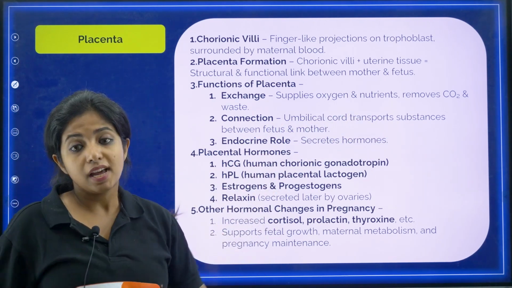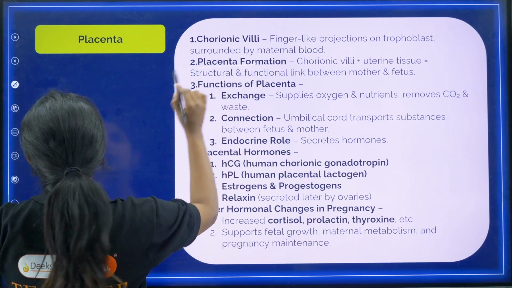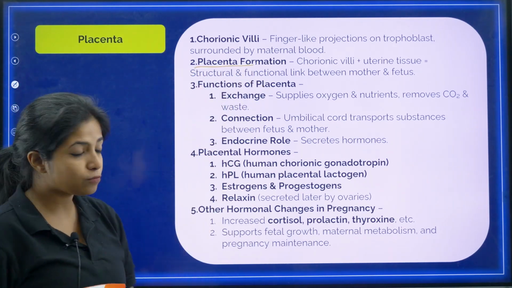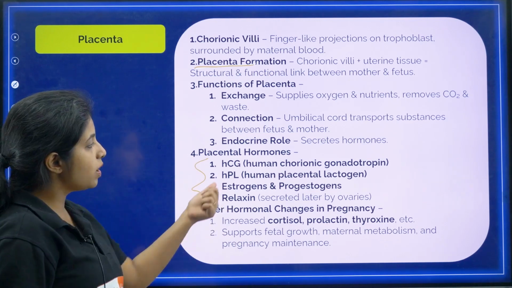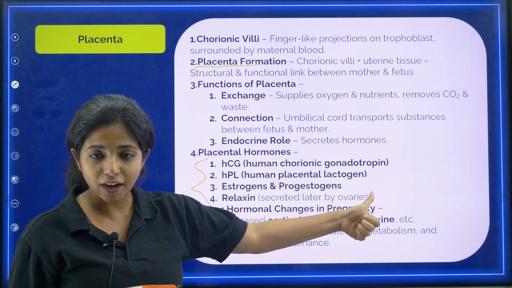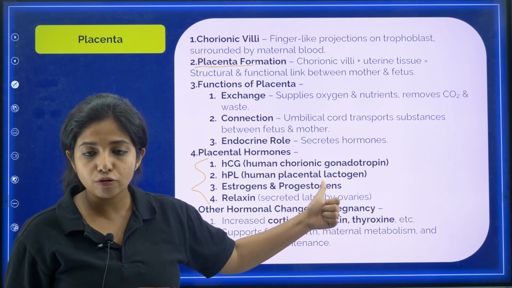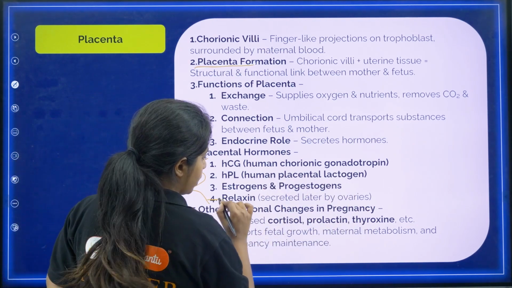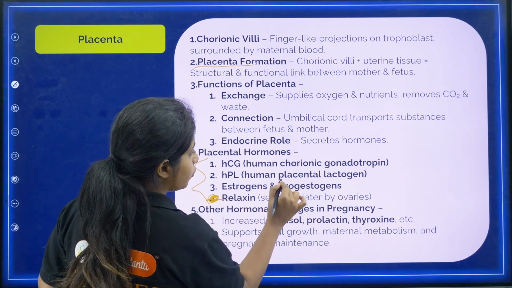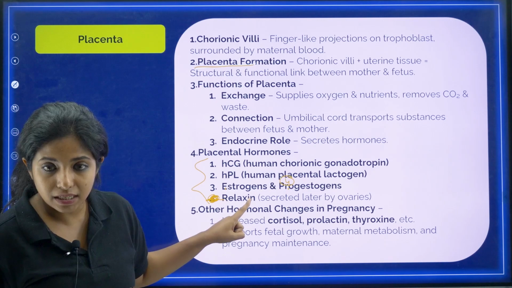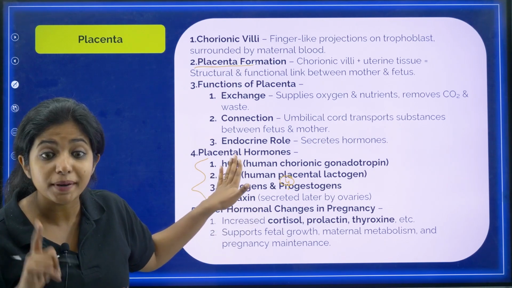Now, the endocrine role: the placenta also has an endocrine role. It also releases certain hormones, my dear children. There are 4 hormones which you should definitely know. One is human chorionic gonadotropin, one is HPL, that is human placental lactogen, then estrogen and progestogens. Now, this is not the 4th one. Please remember, this is not the 4th one. The 4th one is this: estrogen and progesterone. Now, talking about relaxin, relaxin is not a placental hormone. Please remember it.